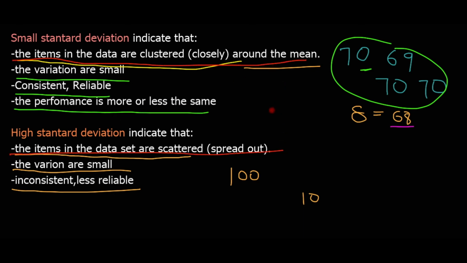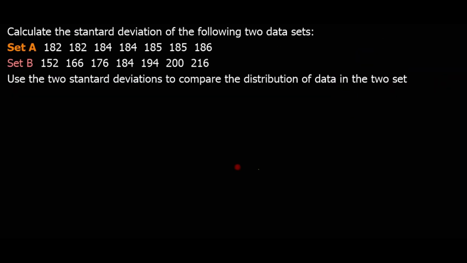Let's look at questions related to this concept. This question is from one of the past exam papers. This question asks to calculate the standard deviation of the following two data sets. So they gave us two data sets here, set A and then set B. So we want to find the standard deviation. We will use a calculator here to find the standard deviation.